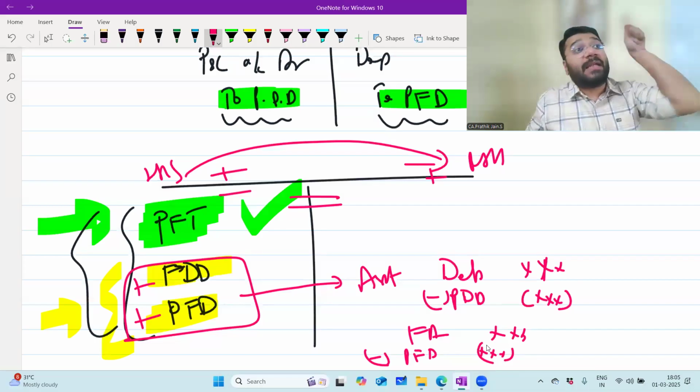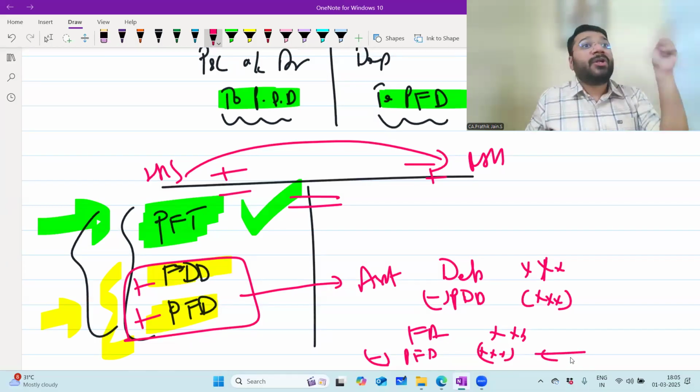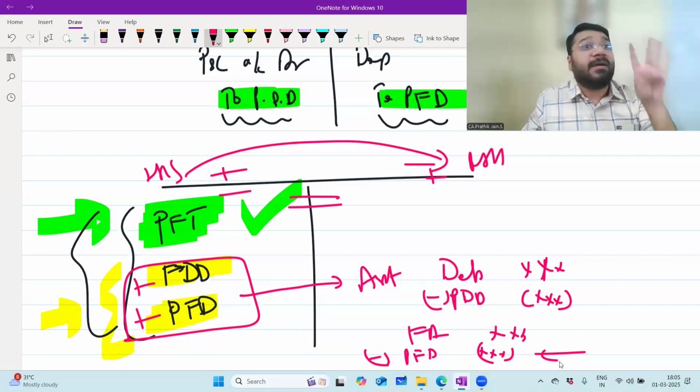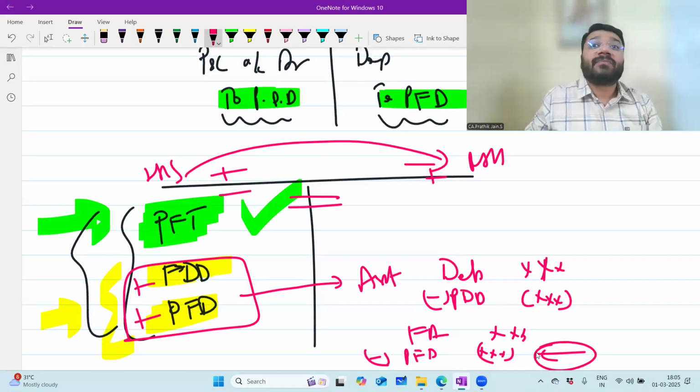This logic from 11th standard, I keep repeating it. In 11th I repeated, in 12th I repeated, in foundation I repeated, again in inter, the 4th time I'm repeating this point here.